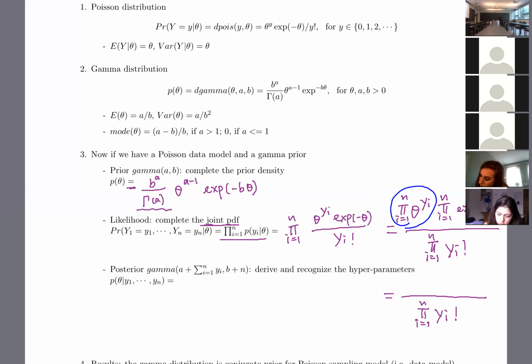So is each yi just i? I'm a little confused. Each yi is a different observation for your data. So it's going to be like theta to the y1 times theta to the y2. So it's going to be theta to the sum of the yi. Yes. Okay, right. Let me just slow this down a little bit.